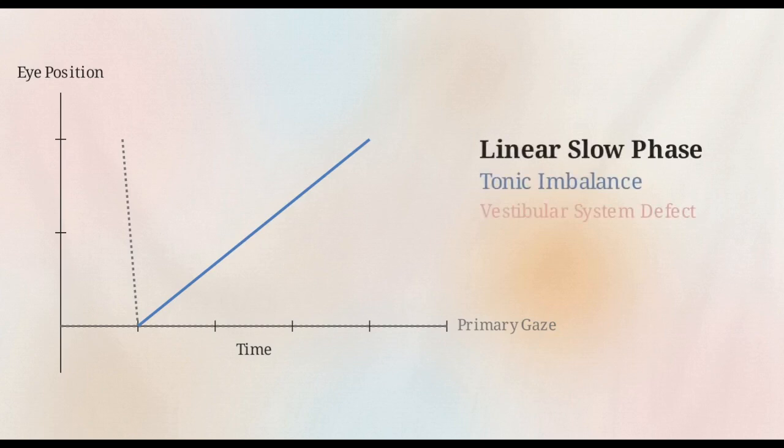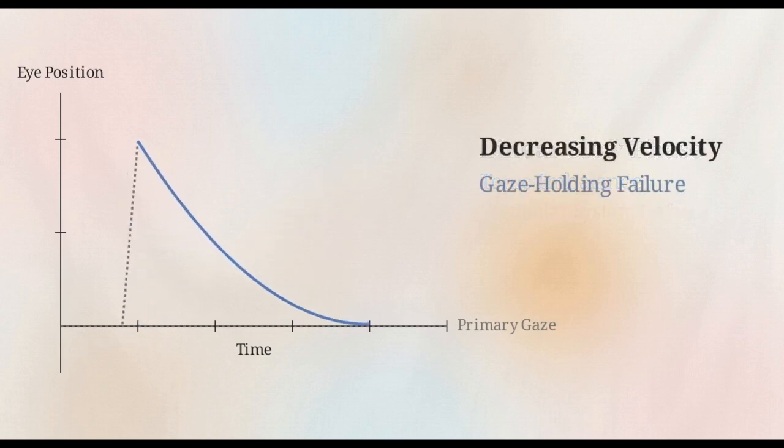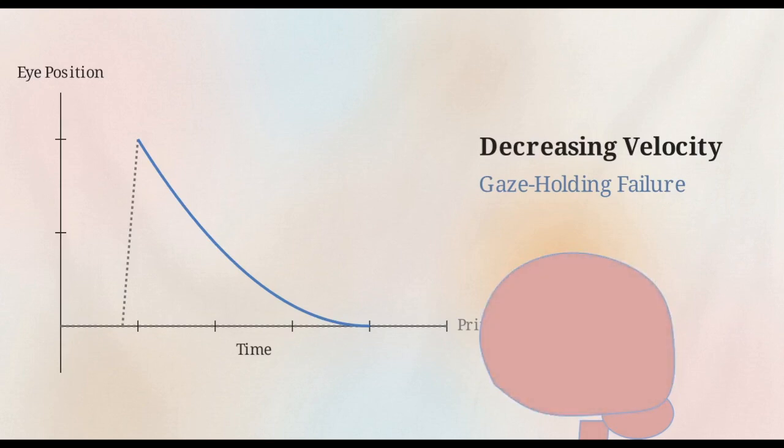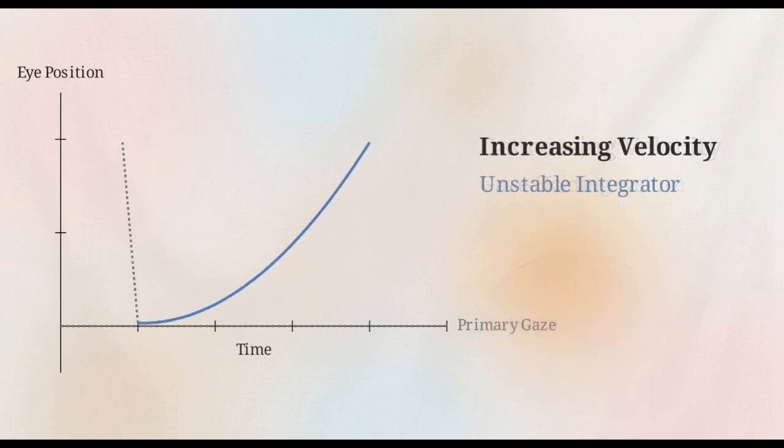vestibular system. When we see a decreasing velocity slow phase, the eyes are drifting back centrally because the nervous system is failing to produce a step command to hold the gaze. These decreasing velocity waves are characteristic of cerebellar, brainstem, or cortical lesions, and they are also observed in latent nystagmus. Conversely, an increasing velocity slow phase identifies an unstable neural integrator. If the movement is primarily horizontal, it is a hallmark of congenital nystagmus.